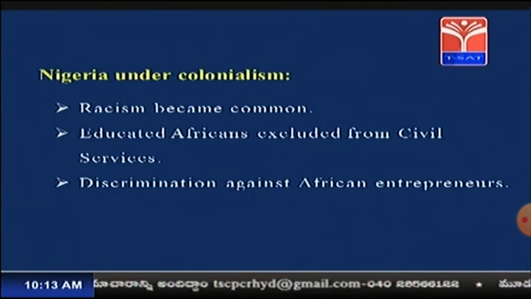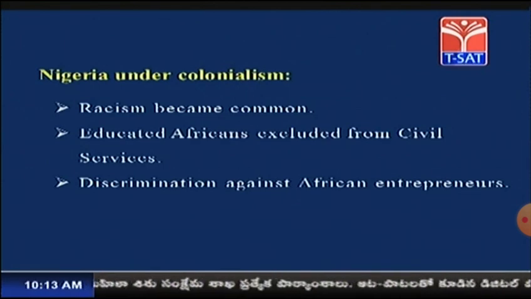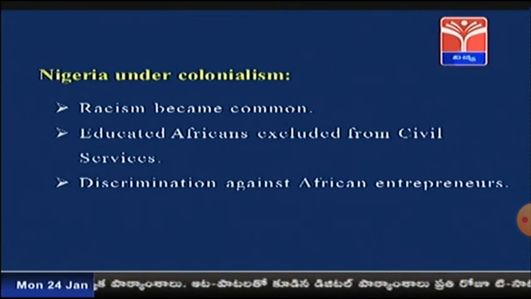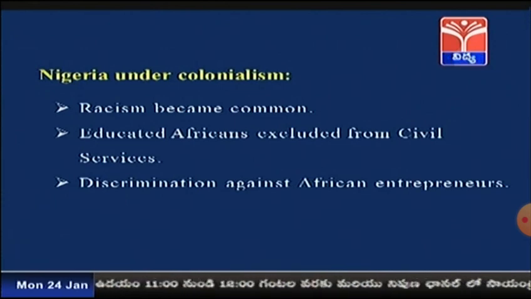So even in India, when our Indian national movement was going on, the Britishers excluded Indians from the higher positions of government offices. So even in Nigeria, the educated Africans were not taken into civil services. And there was discrimination against the African entrepreneurs. Entrepreneurs means the business people, merchants who make the trade. So the Nigerian entrepreneurs were subordinated by the Britishers.